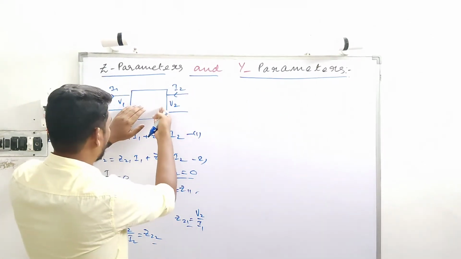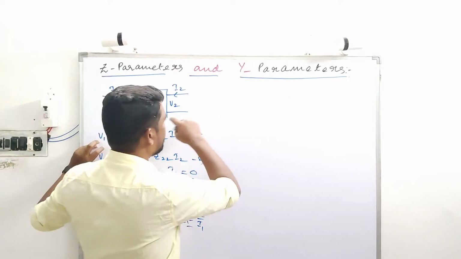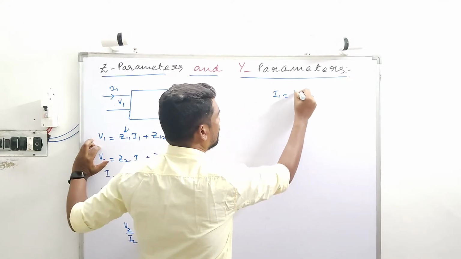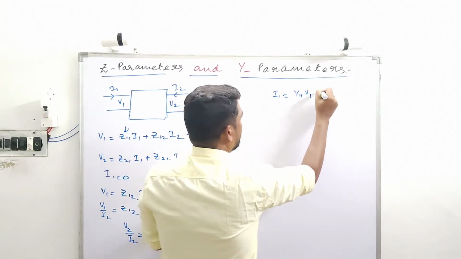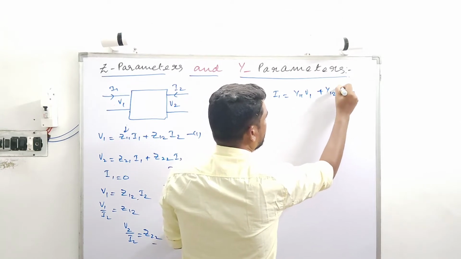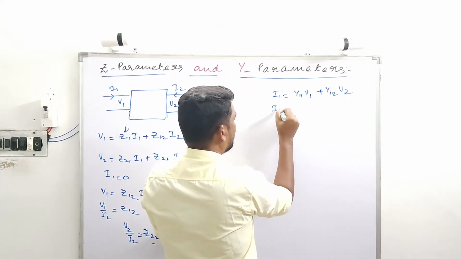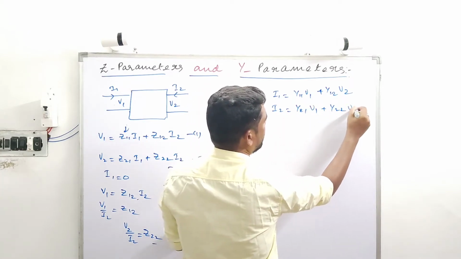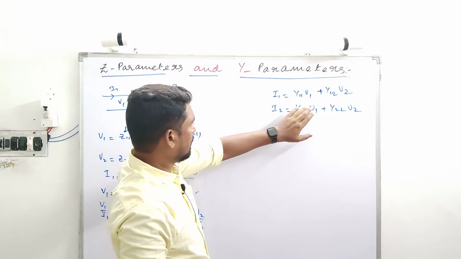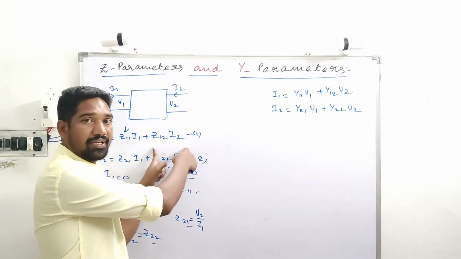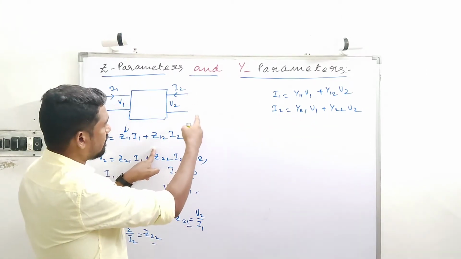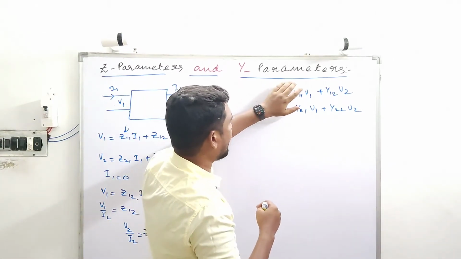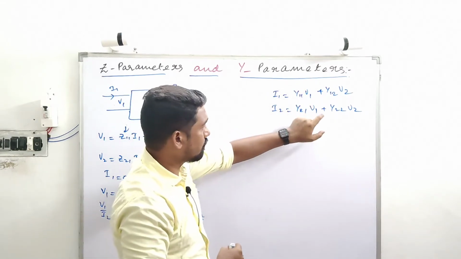So from the same network, the two describing equations for the Y parameters are: I1 equal to Y11 V1 plus Y12 V2, and the second one, I2 equal to Y21 V1 plus Y22 V2. While evaluating impedance, we have to focus on making the current 0, and when we evaluate admittance, the reciprocal, we have to make the voltage 0.